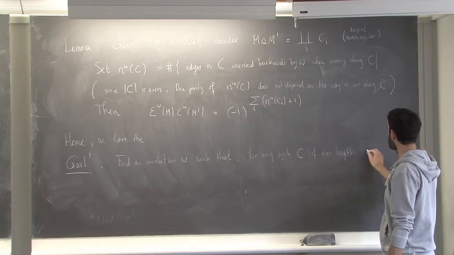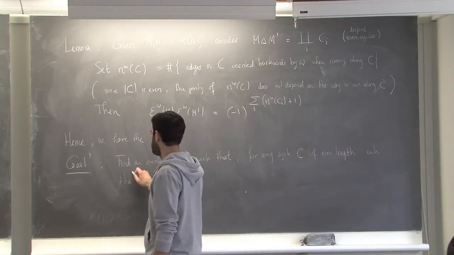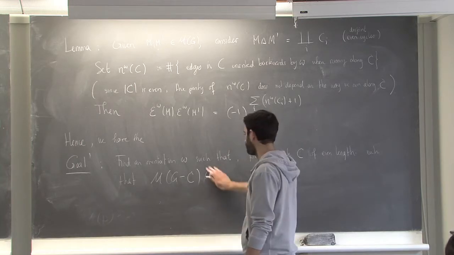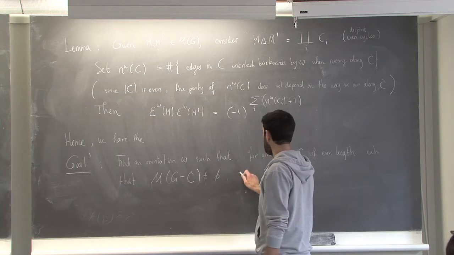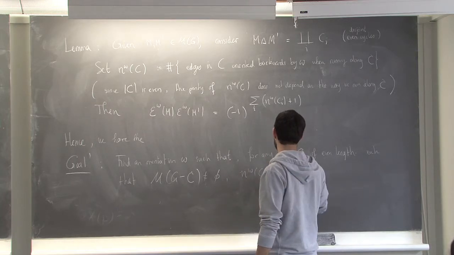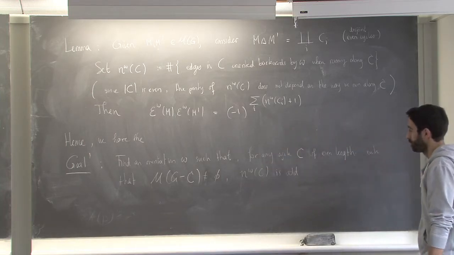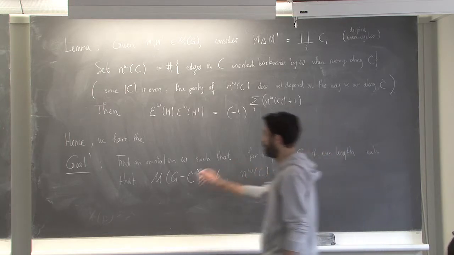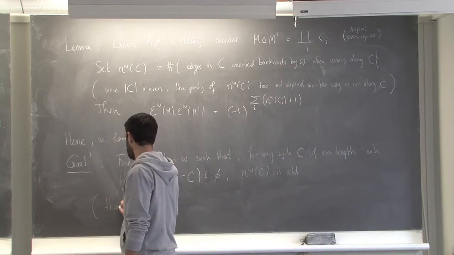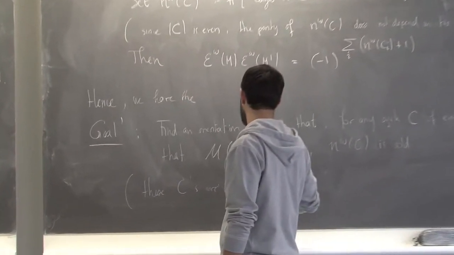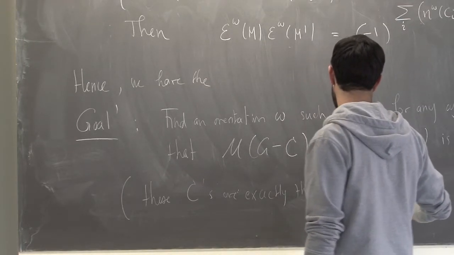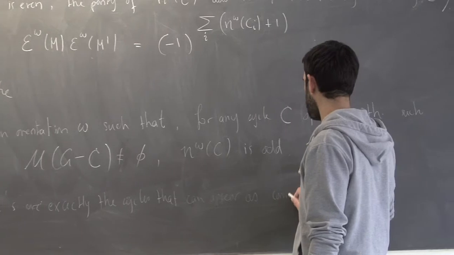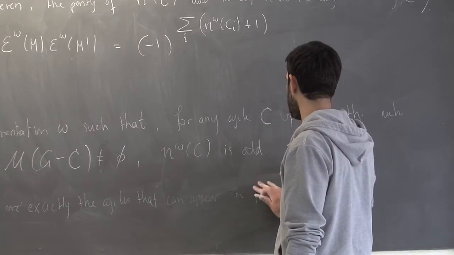For any cycle C of even length such that the graph I get by removing the cycle admits a perfect matching, what do we have? N omega of C is odd. You agree? So, in parentheses, these C's are exactly the cycles that can appear as composition cycles, or so can appear in a symmetric difference.